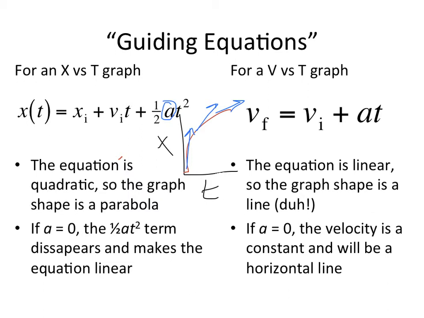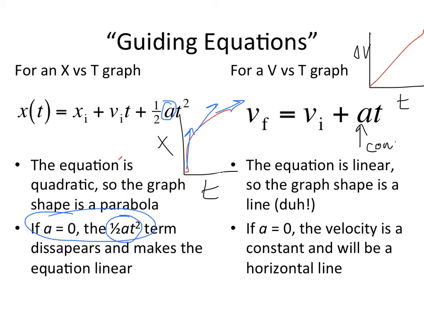If there's no acceleration at all, then the equation becomes linear, because the acceleration, that t squared, is what makes the graph curved. If there is no acceleration, then it becomes a very neat looking graph. If, however, we have a velocity versus time graph, we know the slope of that is acceleration, and it will always be a straight line because acceleration is going to be constant. And so we're going to have a linear relationship right here.